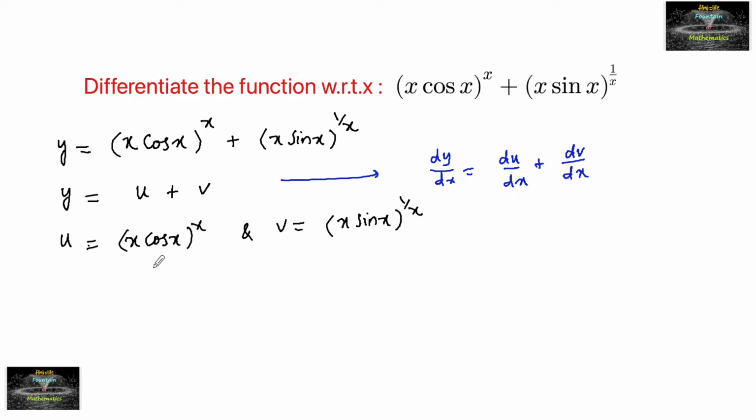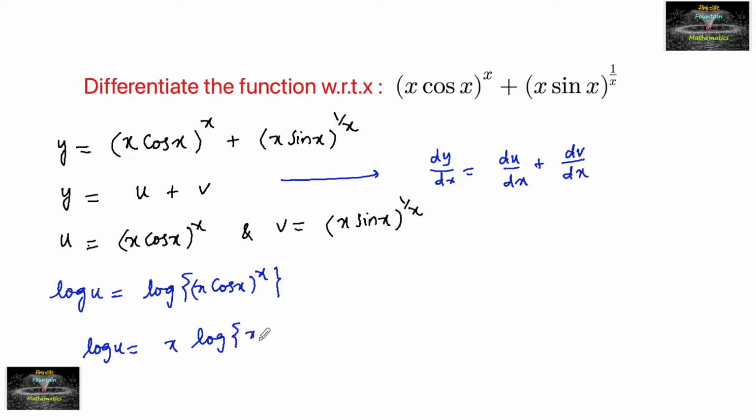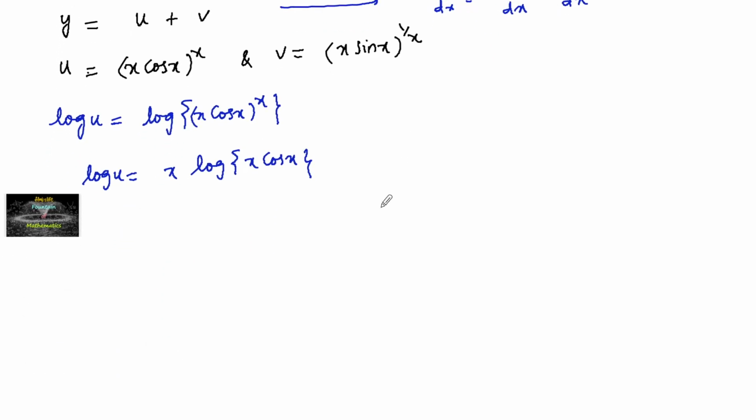So let's consider u is equal to (x cos x) to the power of x. Let's apply logarithmic differentiation, so take log on both the sides. So we have log u is equal to log of (x cos x) to the power x, or we can write log u is equal to x into log of x cos x. Now differentiate with respect to x on both the sides.